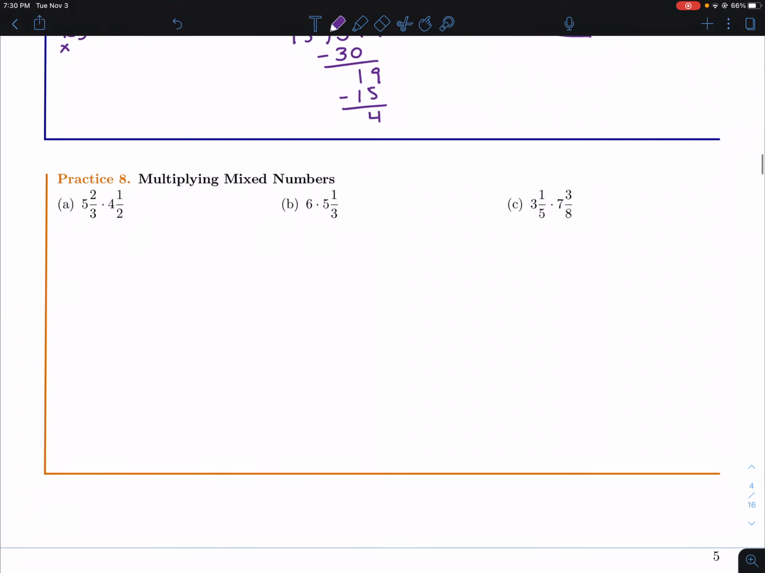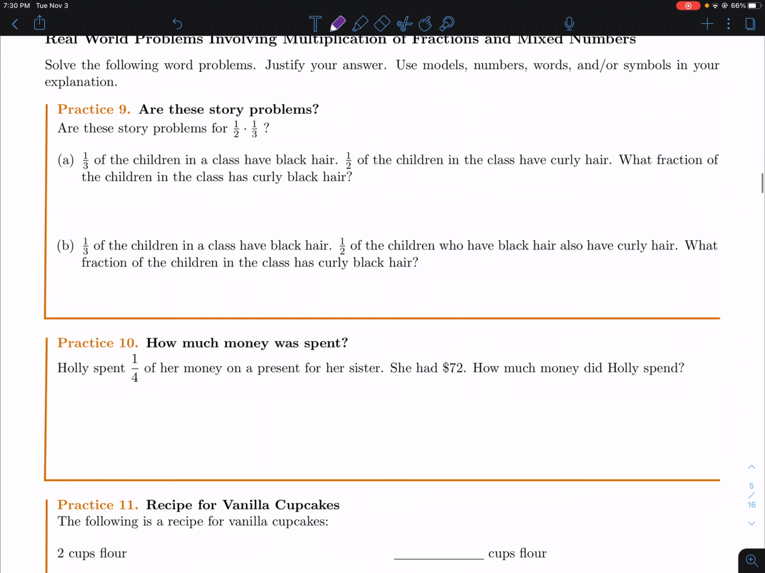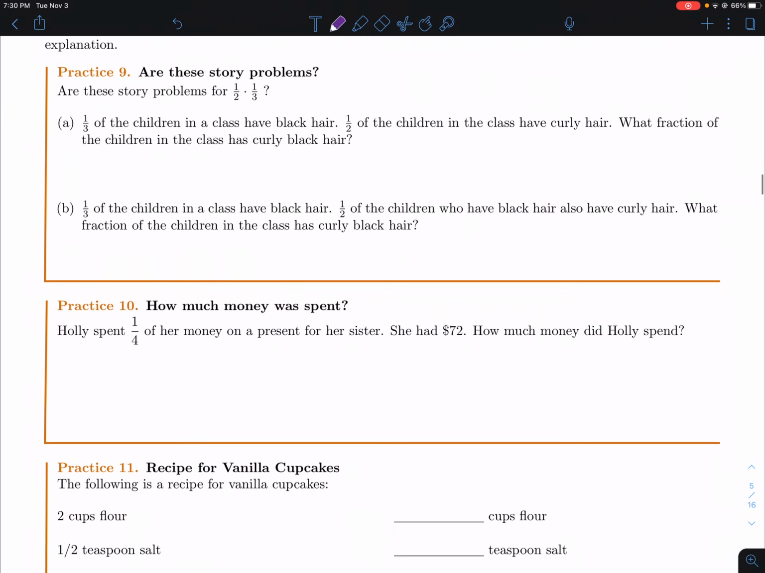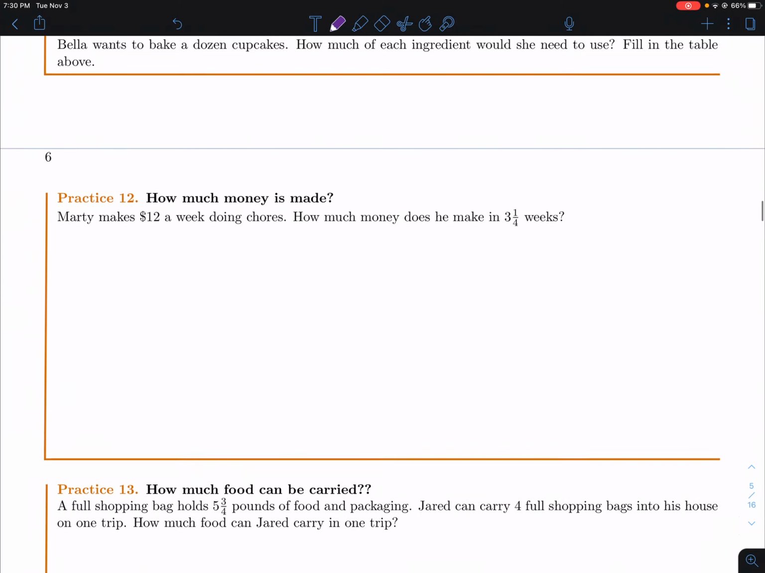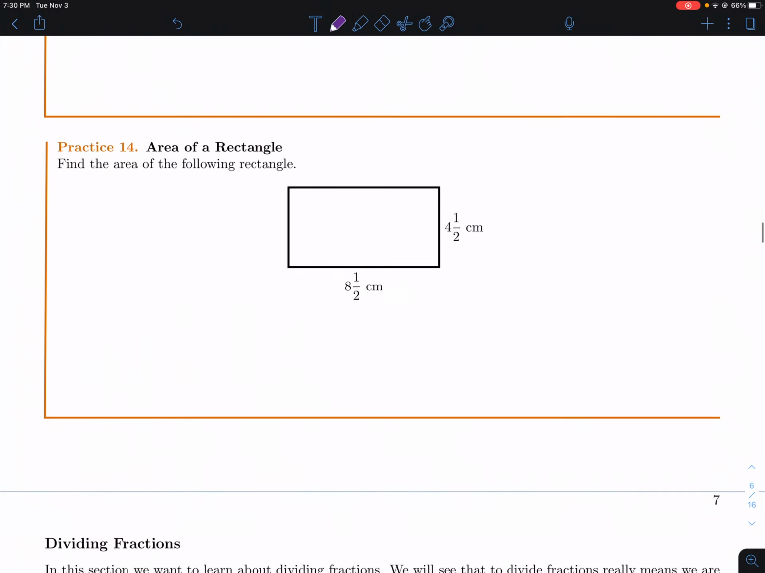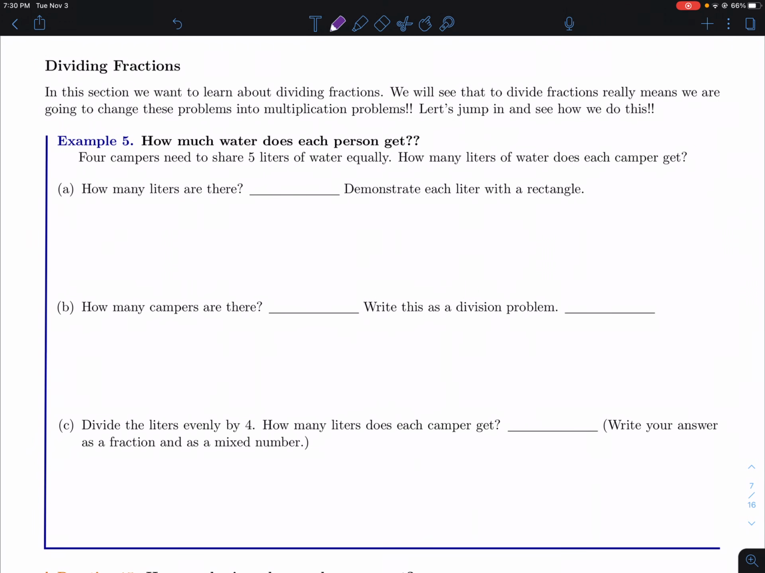All right, so I've got a couple for you guys to practice here. So if you look at practice 8, that's what you're doing in that case. And then there's some kind of real world story problems for you guys to look at that are related to multiplication. So work on those. So up to 12, 13, 14. And then when you're done, unpause the video, come back, and then we'll talk about dividing fractions in this case.